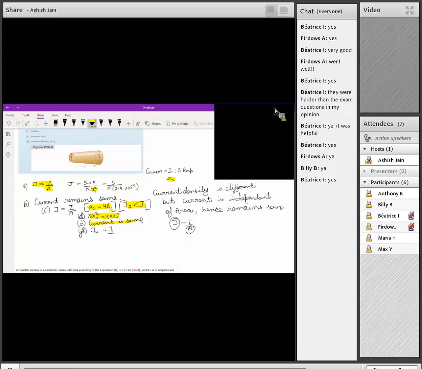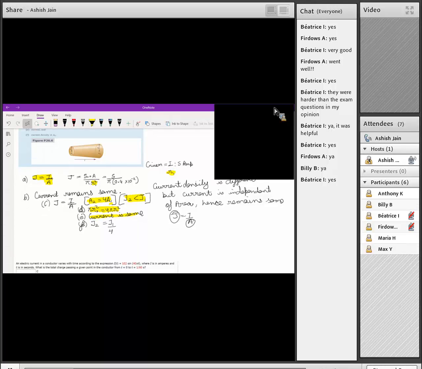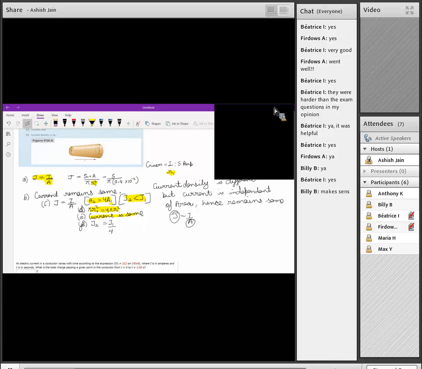Now the current is the same. We established that in the second part of the question, and the current density is four. Does this make sense? Any doubts?